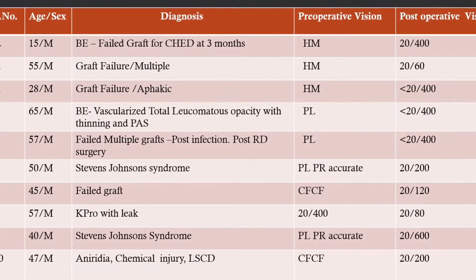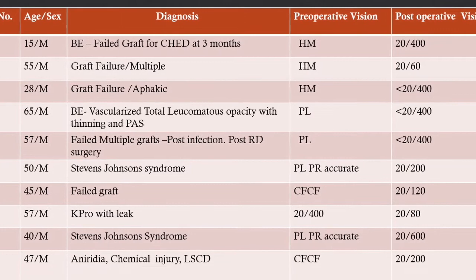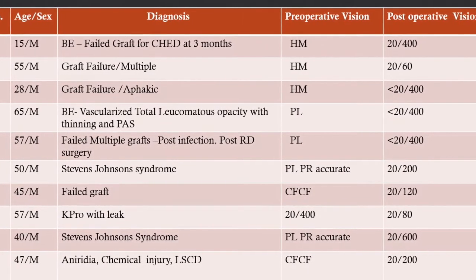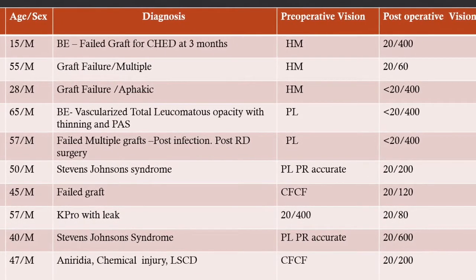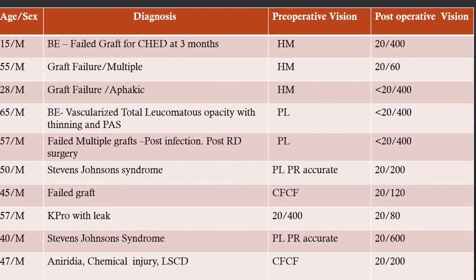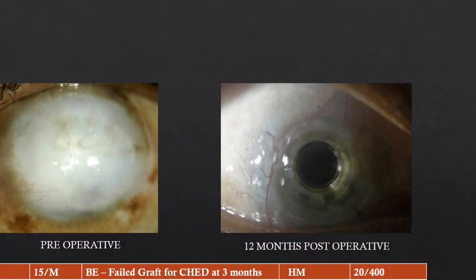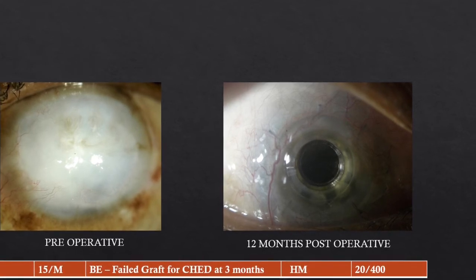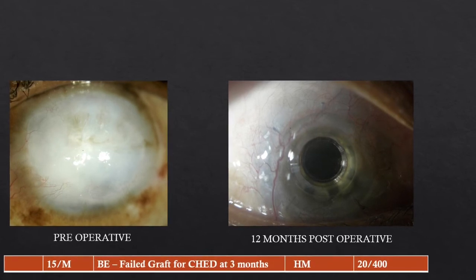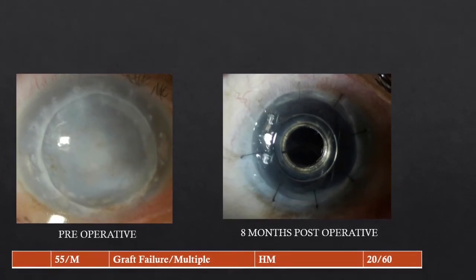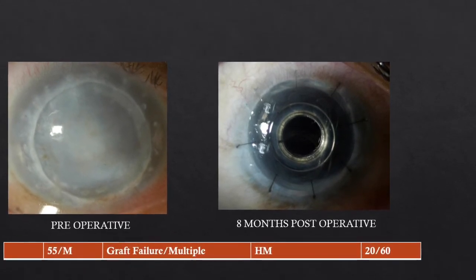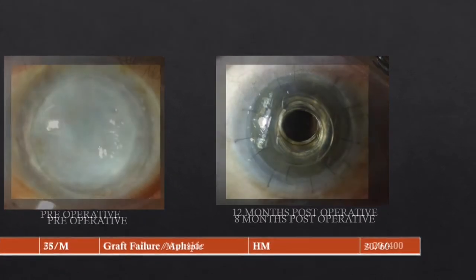We performed around 10 cases and had a follow-up of 1 year. We included all types of cases including multiple graft failures, vascularized leukomatous opacities, Stevens-Johnson syndrome, and chemical injury with limbal stem cell deficiency. During this period, we report no early adverse effects of glutaraldehyde. Better understanding of the mechanism of action of glutaraldehyde has helped us to use it judiciously.